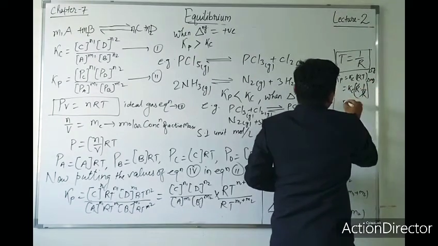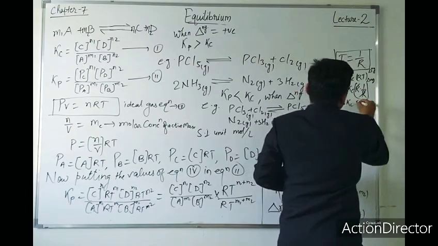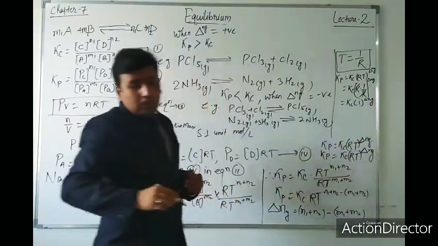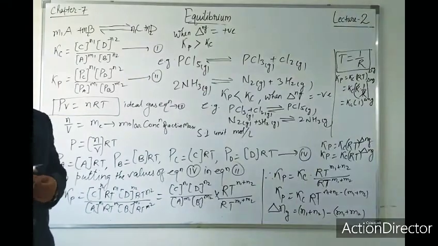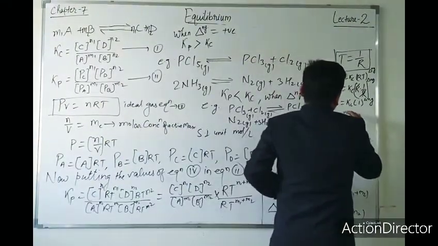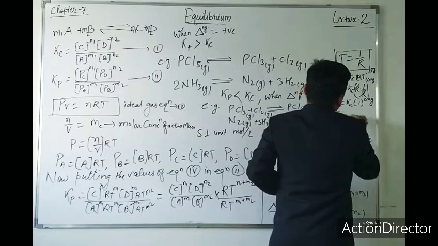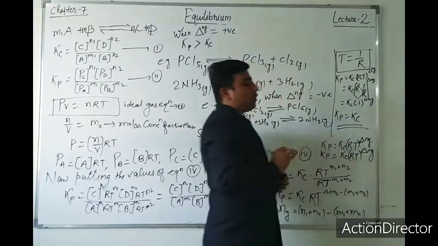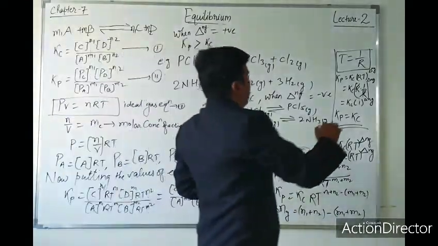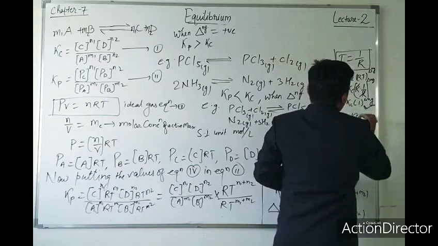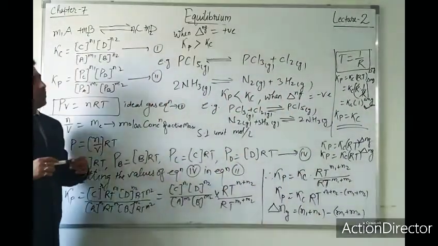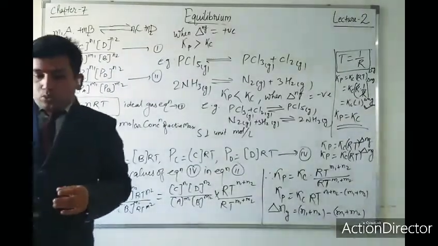So R and R cancel, that is Kc into 1 to the power delta Ng. Can we write this thing? Yes or no? Definitely we can write. So 1 to the power delta Ng will be 1. So Kp is equal to Kc. In this case also, Kp will be equal to Kc. Remember, for any value of delta Ng, Kp will be equal to Kc, at constant pressure and constant concentration. Remember, no need to worry about it.